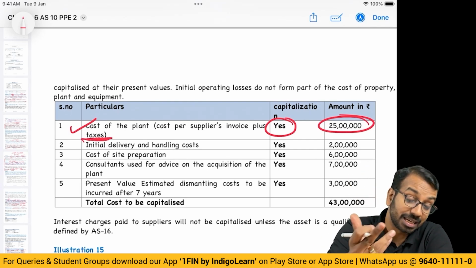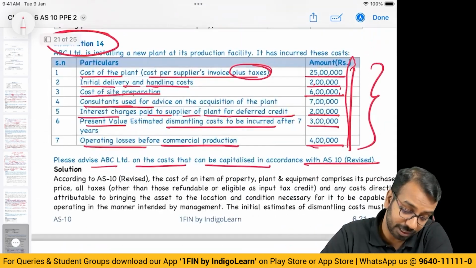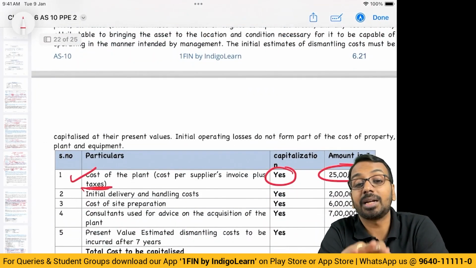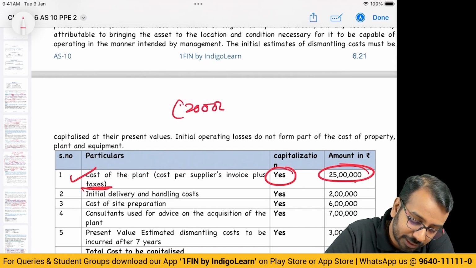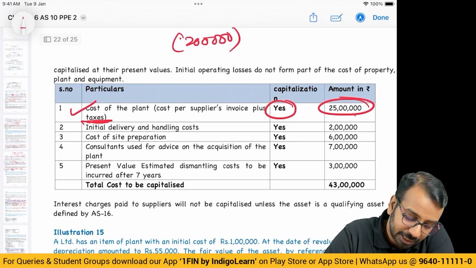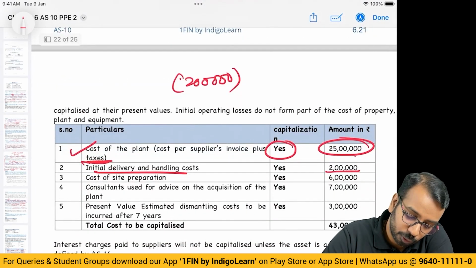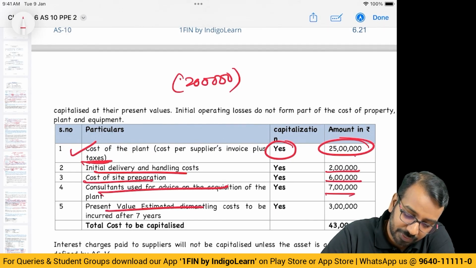If they tell us it is refundable tax included, they have not said. But if they say that there is a refundable tax of 2 lakhs included, then from this 25 lakhs, we will say minus 2 lakhs. Okay. Delivery and handling cost, you will include. Site preparation, you will include. Consultants, you will include. Present value, you will include.